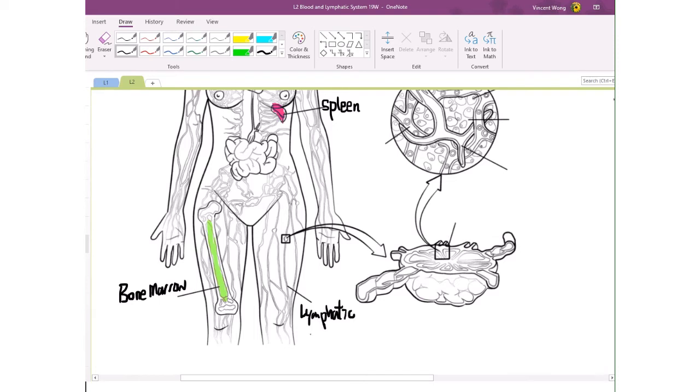They are really all over the body, right? They are next to your blood vessel, and basically every time you have a capillary, right next to it would be the lymphatic vessel.